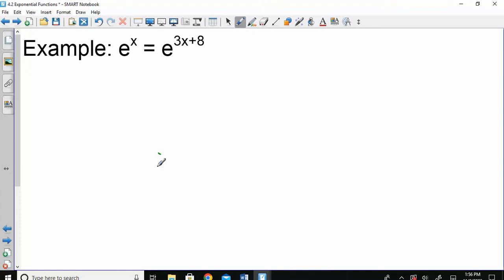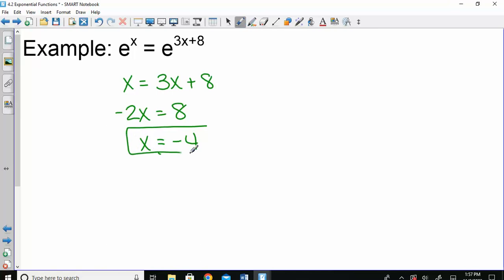So this one sometimes throws people because of the base. It's an e. What is e? It's a number. It's kind of like pi. Okay, it has a set value. It's 2.718 and just keeps going forever. Does that matter in solving this problem? No. My base is the same on each side, so what do we do? Set the exponents equal. Alright, so if I subtract over my 3x, divide by -2 and we get -4.